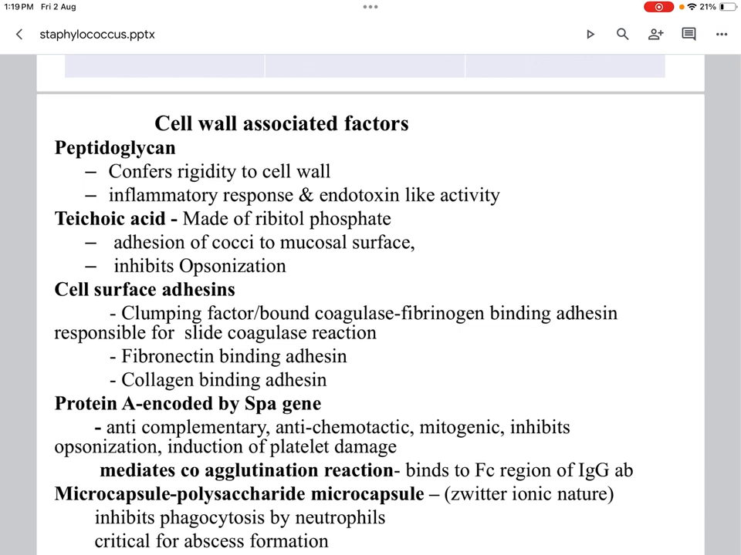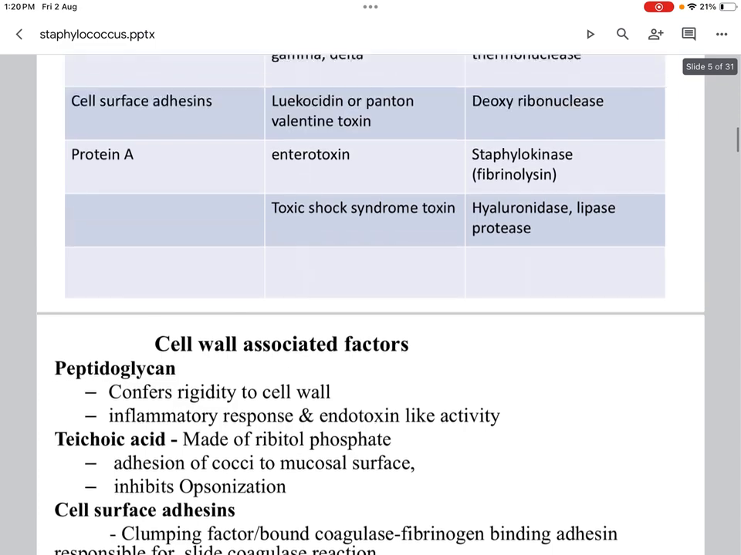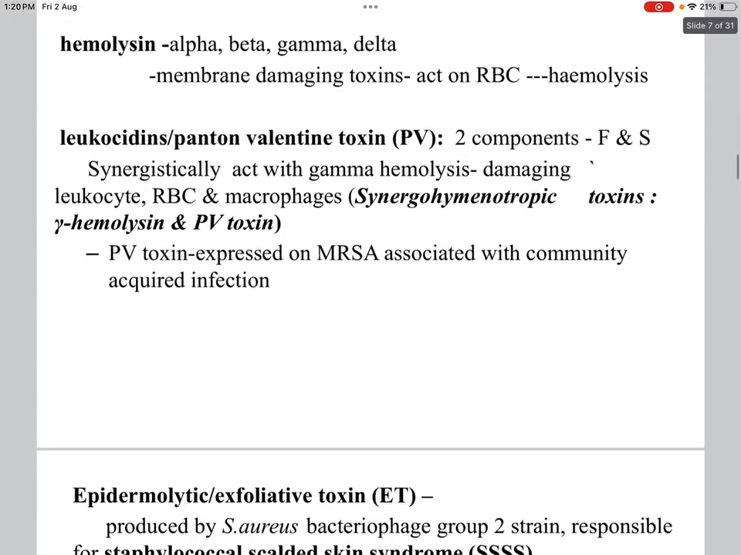So the virulence factors coming under cell wall associated factors include peptidoglycan, contributing to rigidity and endotoxin. Second one is teichoic acid that is responsible for opsonization. The third one is cell wall adhesins, that is binding of the cocci to the cell surface. Then we have protein A that inhibits opsonization, and then we have capsule that inhibits phagocytosis.